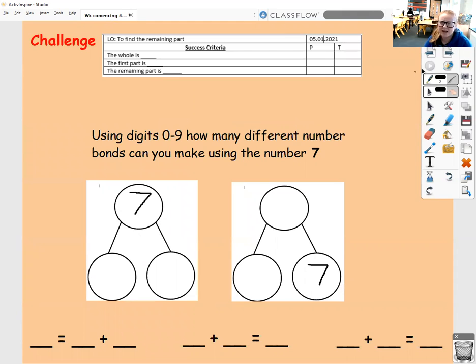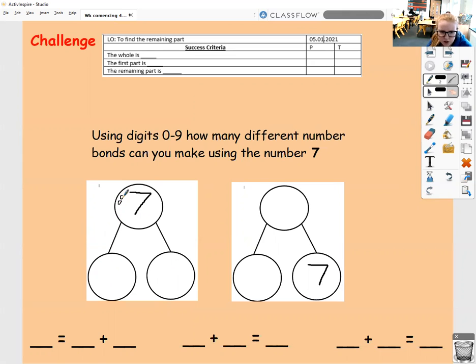Let's have a quick look at this one. This is our super duper challenge. You can do this one if you feel like you can. Using digits 0 to 9, how many different number bonds can you make using the number bond 7? So we've got the number 7 up here as our whole. What numbers could I put in my 2 parts? Let's have a look.